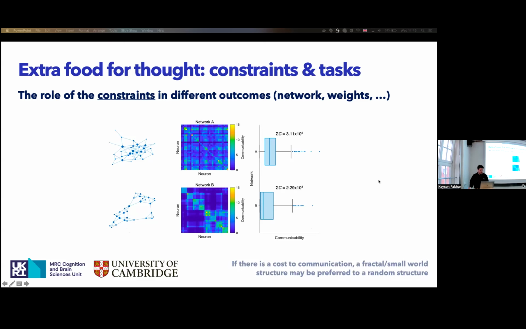The way I think about this, if there is a cost to communication, it has been minimized in our models, but if there's a cost to sending signals, maybe a certain type of topological structure would be more preferable. But again, it's open, the idea of putting a constraint. If that is costly, what would you see?